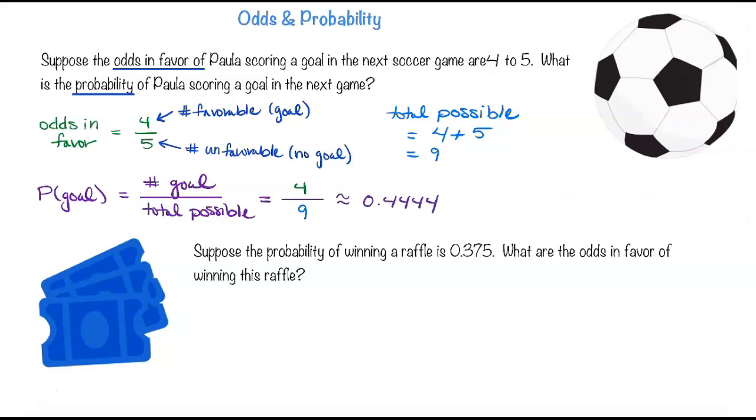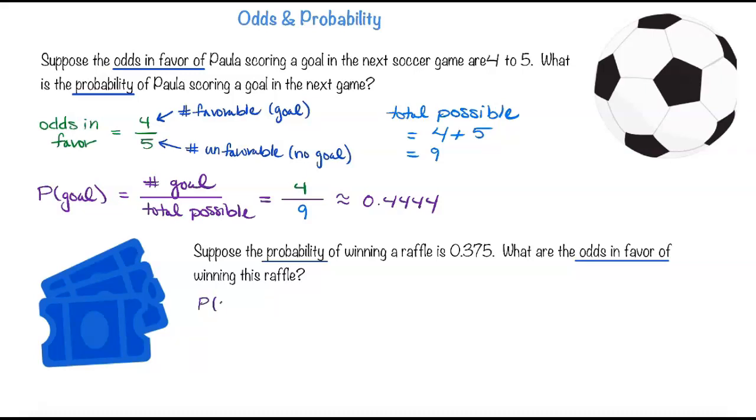Now let's look at a different example. Suppose the probability of winning a raffle is 0.375. What are the odds in favor of winning this raffle? Notice at this time we are given the probability of winning the raffle, and we are asked to find the odds in favor of winning the raffle.